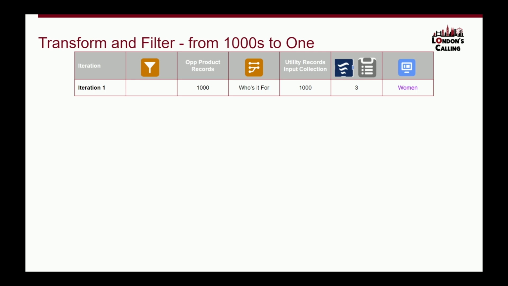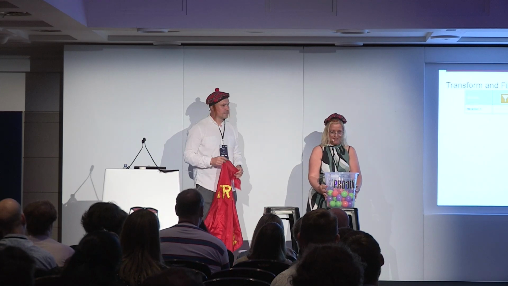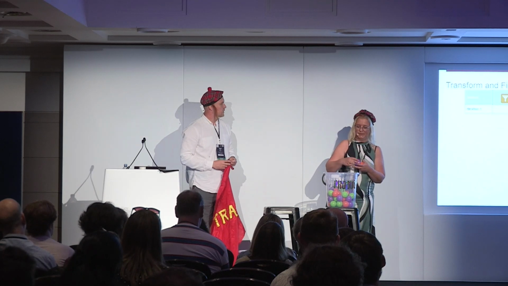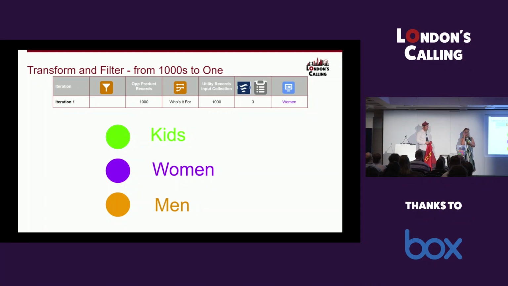We have a bucket full of balls even, and the balls represent product records. And you see here, I've got 3 coloured balls, and these represent the values of the who's it for field. So I've got purple that represents women, green that represents kids, and orange, hopefully, if I got it right, represents men. So I'm going to ask my able assistant to come and transform these records. And there you go. We have them transformed into flow utility records.